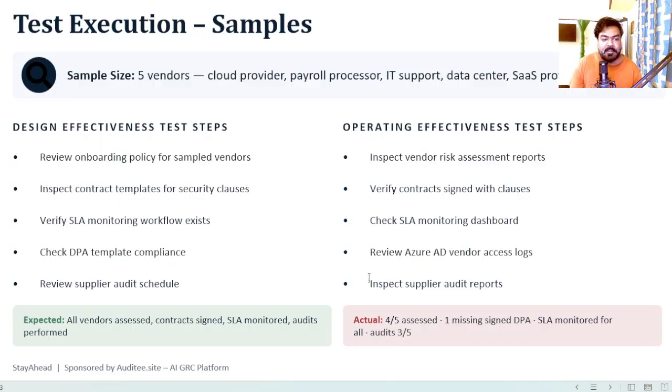So what did we expect versus what did we actually find? Expected: all vendors assessed, contracts signed, SLA monitored, audits performed. Actual: 4 out of 5 vendors assessed, 1 vendor missing a signed DPA, SLA monitored for all 5, but audits completed for only 3 out of 5. That gap between expected and actual is exactly what a control test is designed to surface.